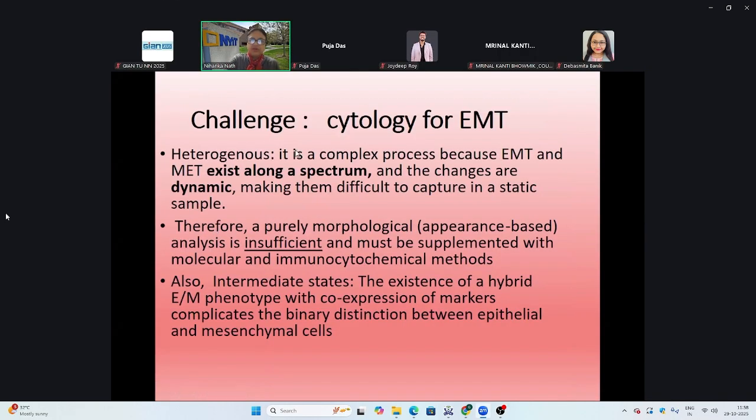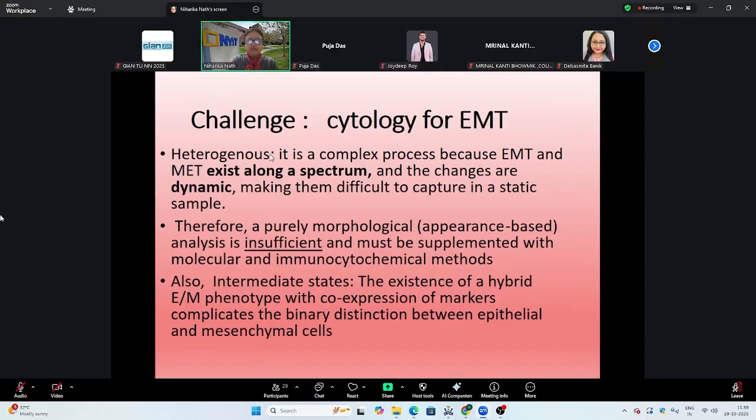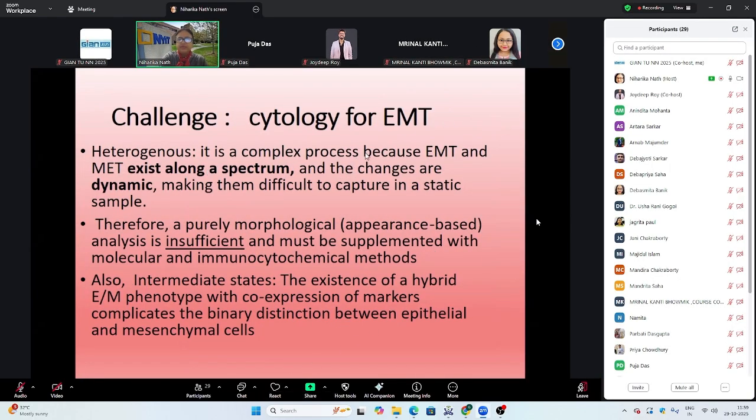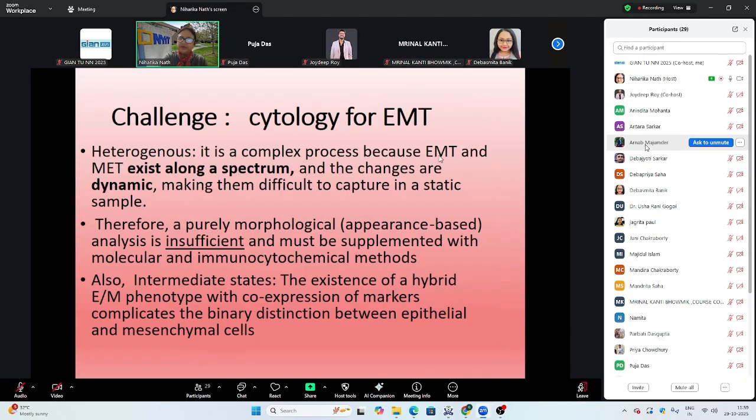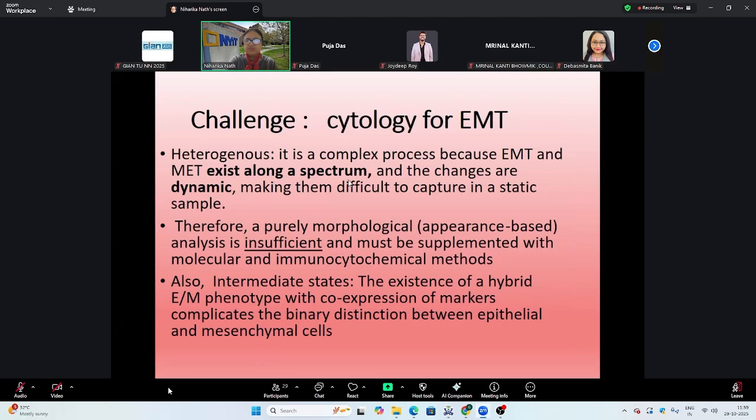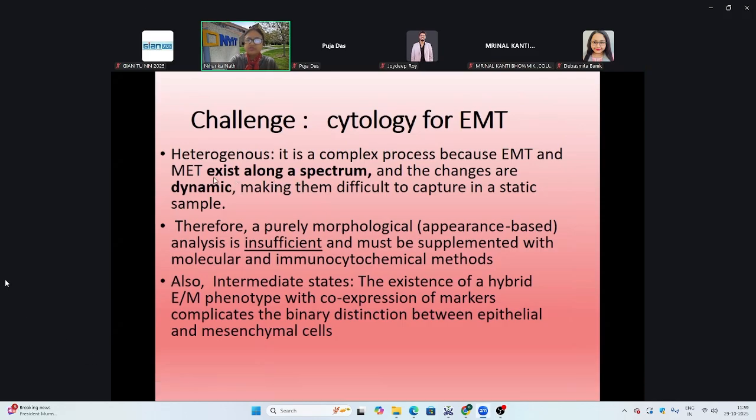So at this point, these questions are for you. In terms of cytology, what is the challenge for EMT? Well, for EMT, it's a heterogeneous mix. Those cells are not completely E and not completely M. They're not completely epithelial and not 100% mesenchymal. So they exist along a spectrum. They're probably transitioning, and that is very dynamic. If it's this dynamic, then there is difficulty capturing that in a static sample.